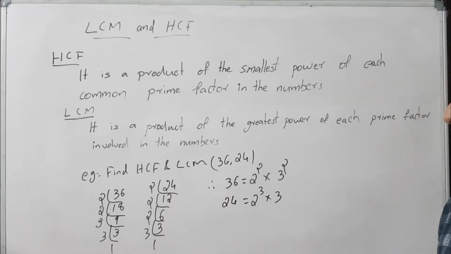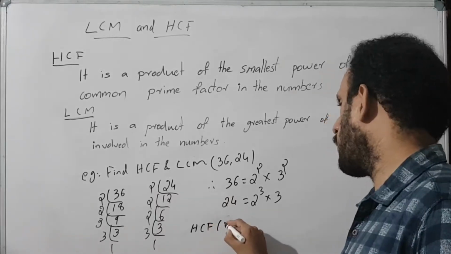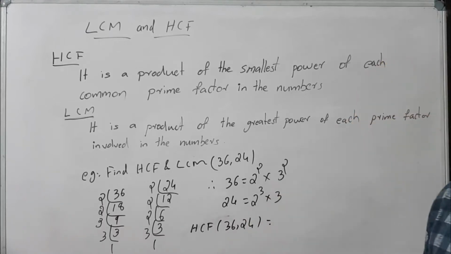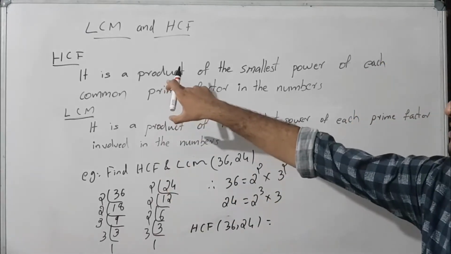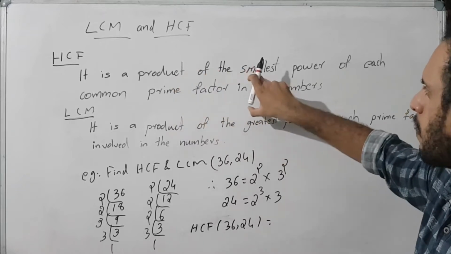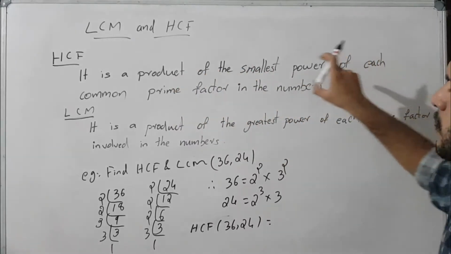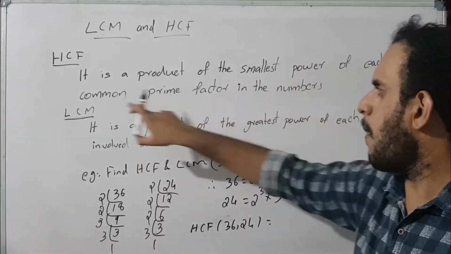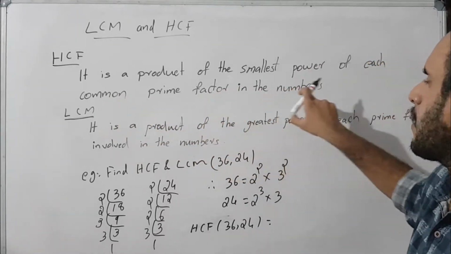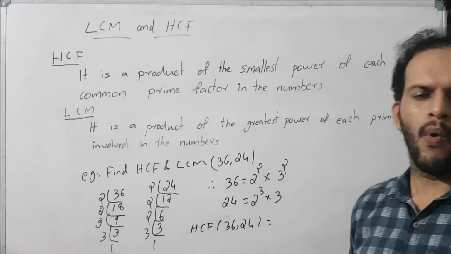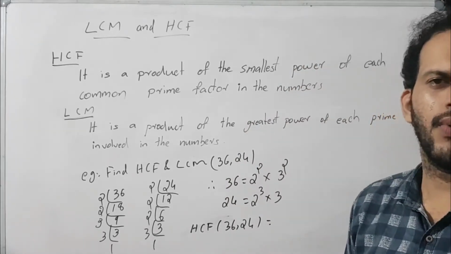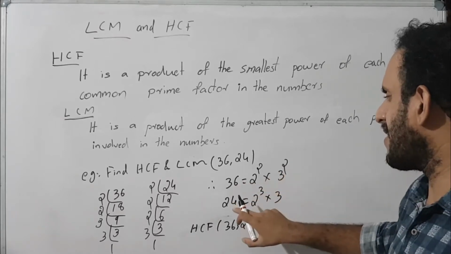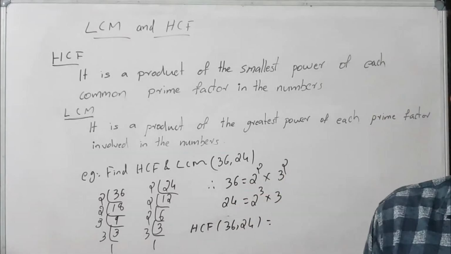Okay, so next we want to find the HCF of 36 and 24. What is HCF? HCF is a product of the smallest power of each common prime factor in the numbers. So what is the next step? My dears, we want to check what the common factors are in the factorizations of 36 and 24.